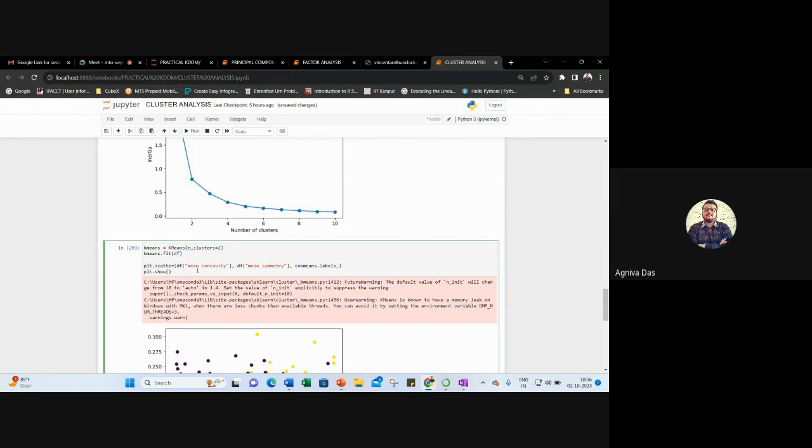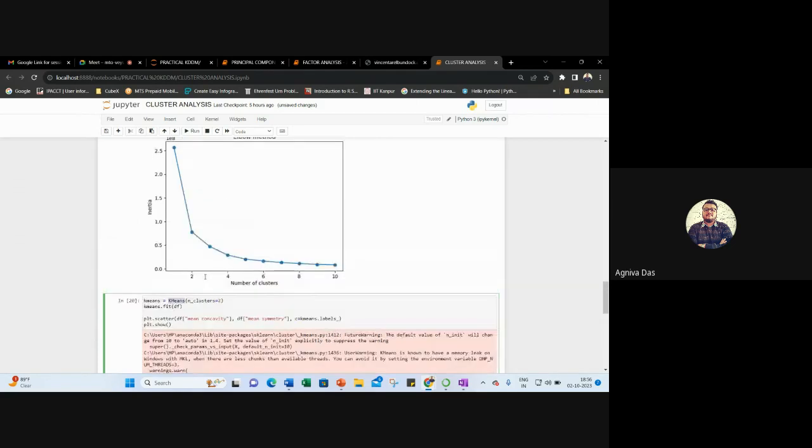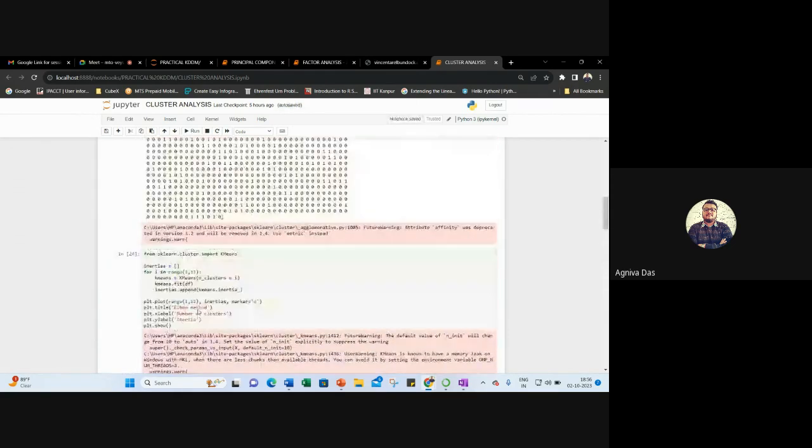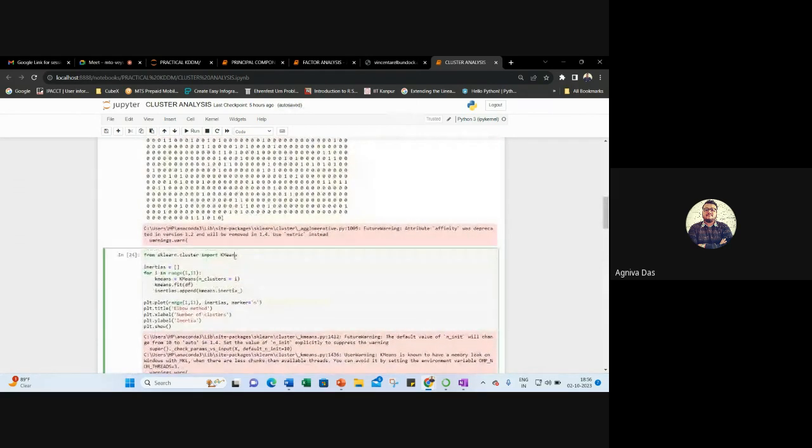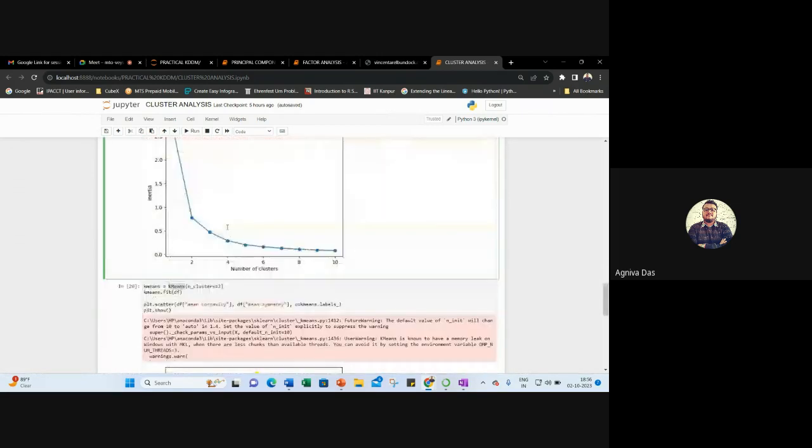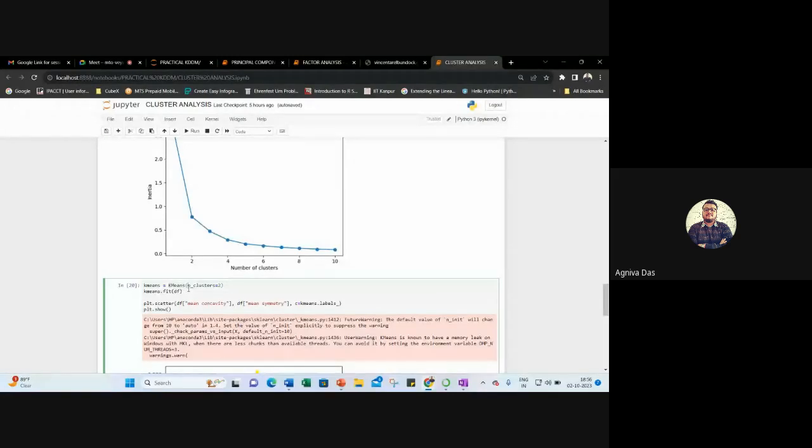So I'll simply write down k-means as it is, because I've already imported it in the previous step, right? And after that, I will include that the number of clusters is 2. Once I include that, it means now I can feed the data into it. I'll feed the data into it. And then I plot the scatter plot.